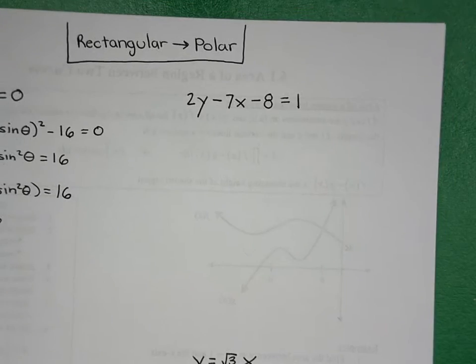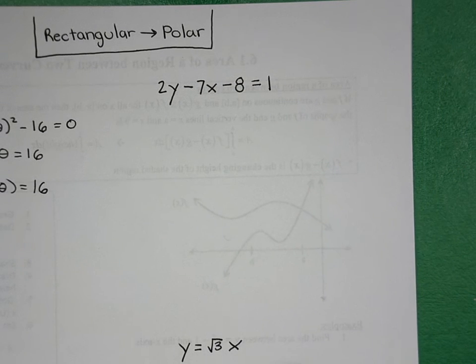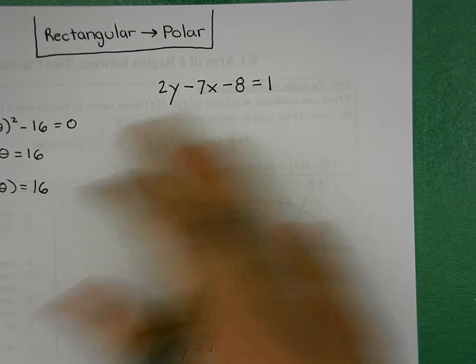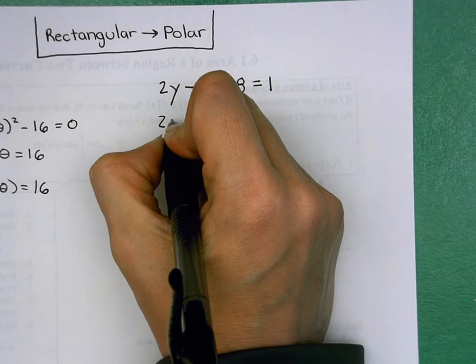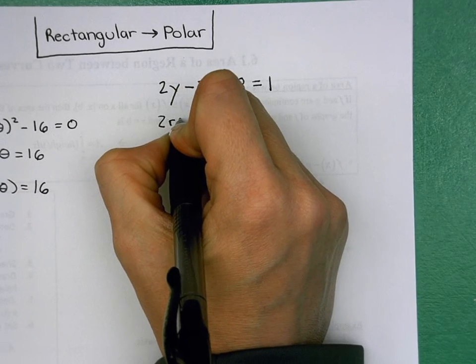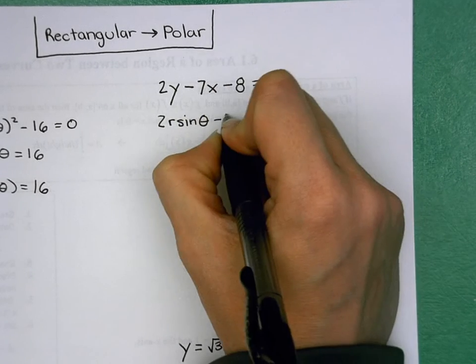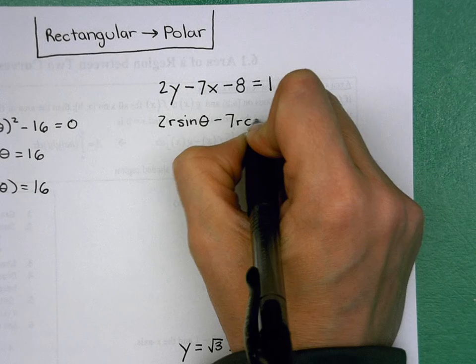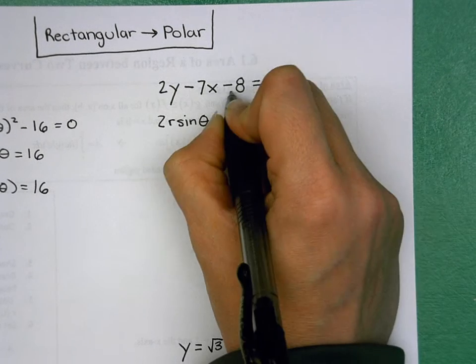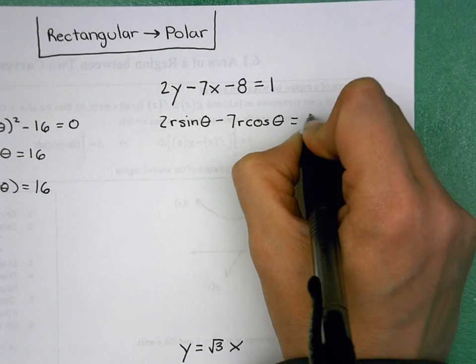Okay, second extra practice problem. Pause the video, give this one a shot, restart it when you're ready. Okay, step 1, substituting. We've got a y and an x in this case. y is r sine theta. x is r cosine theta. And then I can add this 8 over to the other side, which gives me 9.